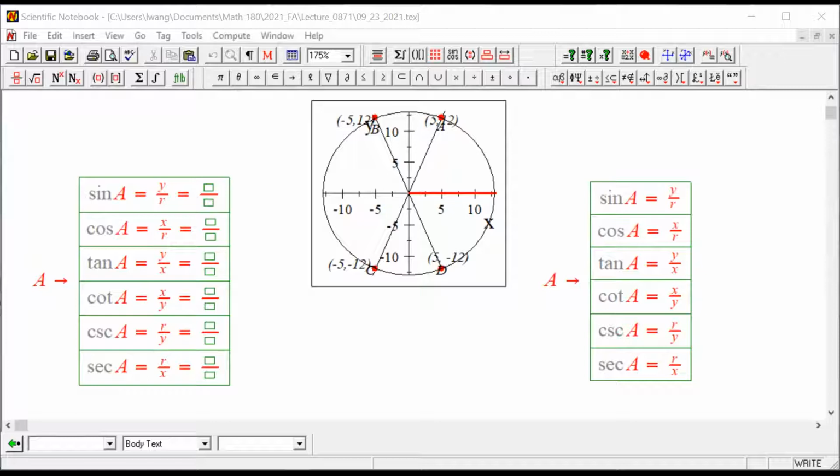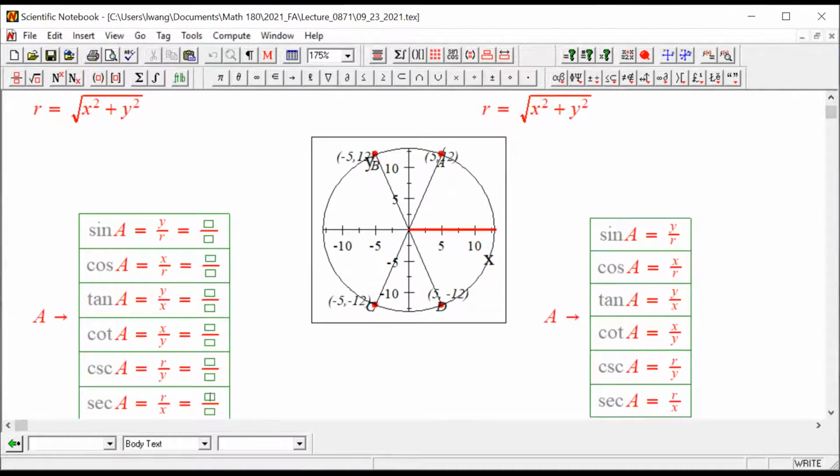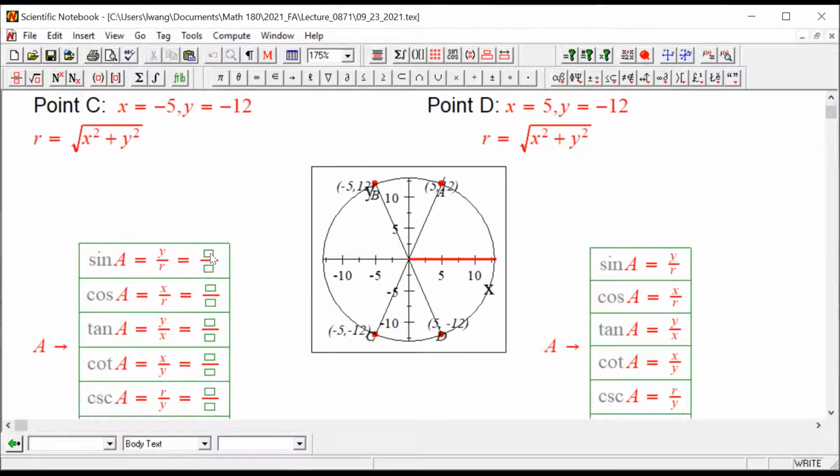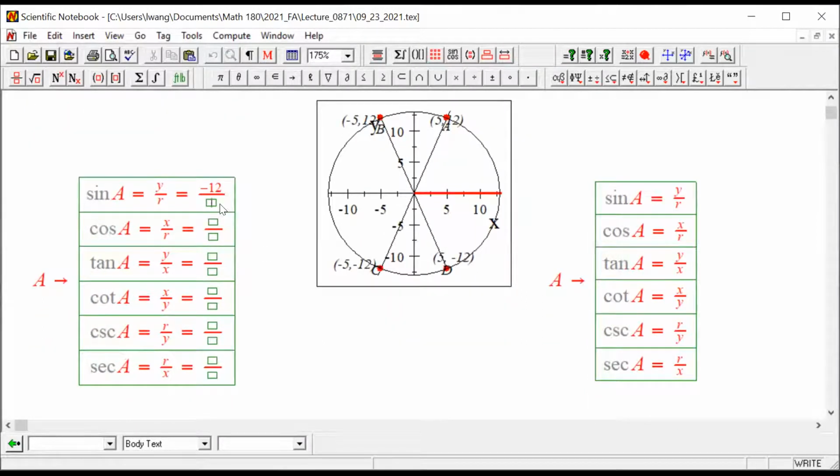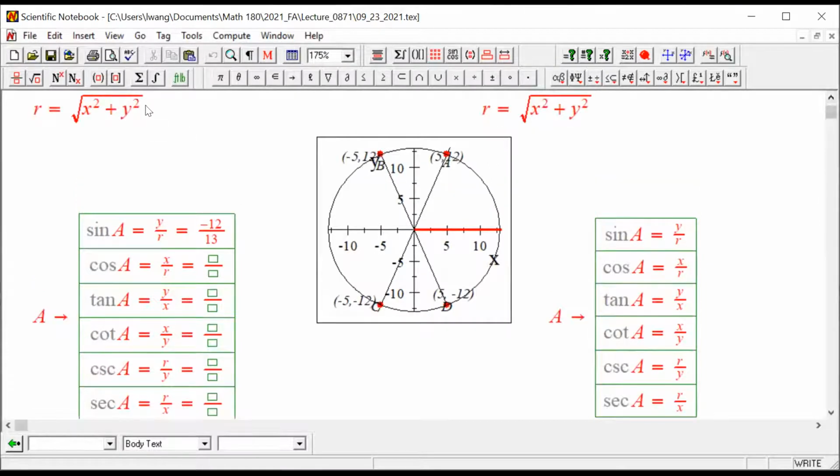There are 19 seconds before they come back, so I'm just going to get started filling out the numbers. You've probably already done it, so I'm going to go a little faster. This is going to be -12 over R, which is 13. I do want you to go through the steps to find the R, because some of you do need to review those basic calculations.